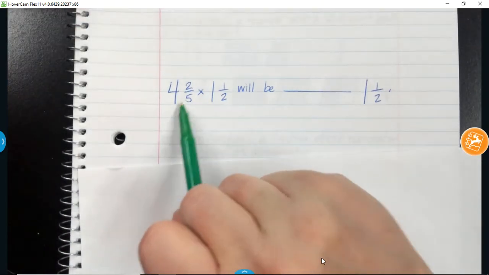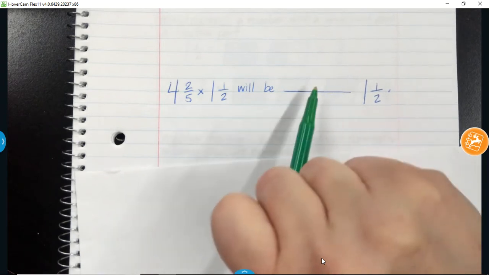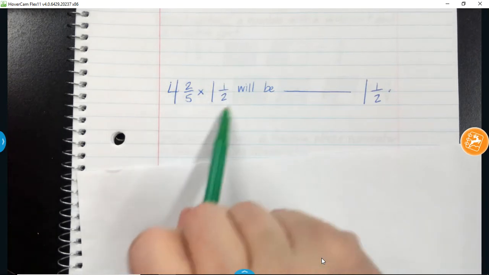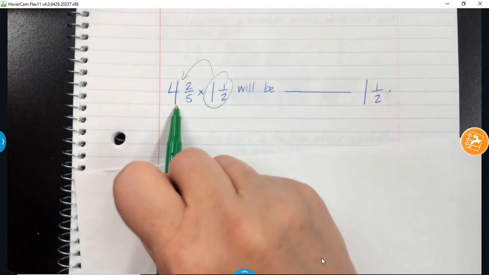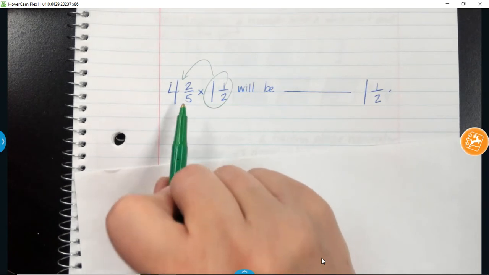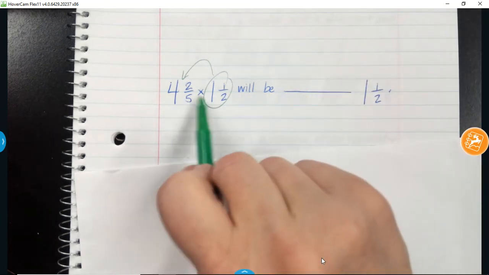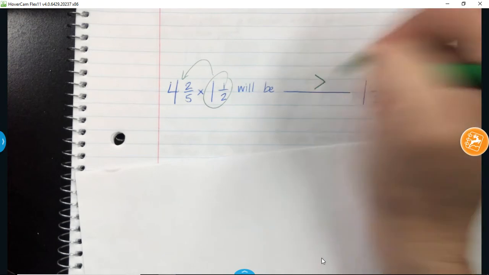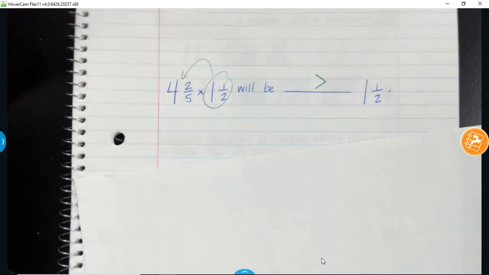Okay, how about this one? 4 2/5 times 1 1/2 will be equal to 1 1/2, greater than 1 1/2, or less than 1 1/2. I have 1 1/2 times a number that is greater than, equal to, or less than 1. It's definitely greater than 1. It's more than 4. So that means the product 4 2/5 times 1 1/2 will be greater than 1 1/2, like a lot greater.